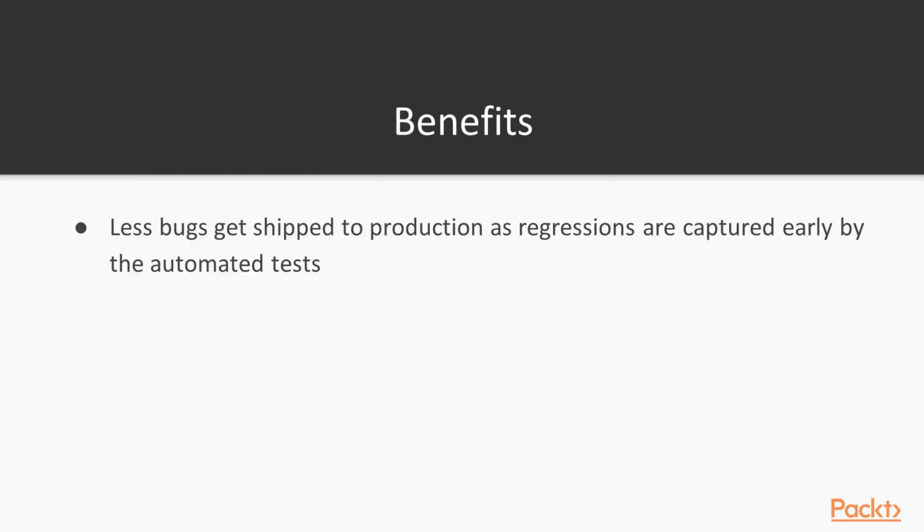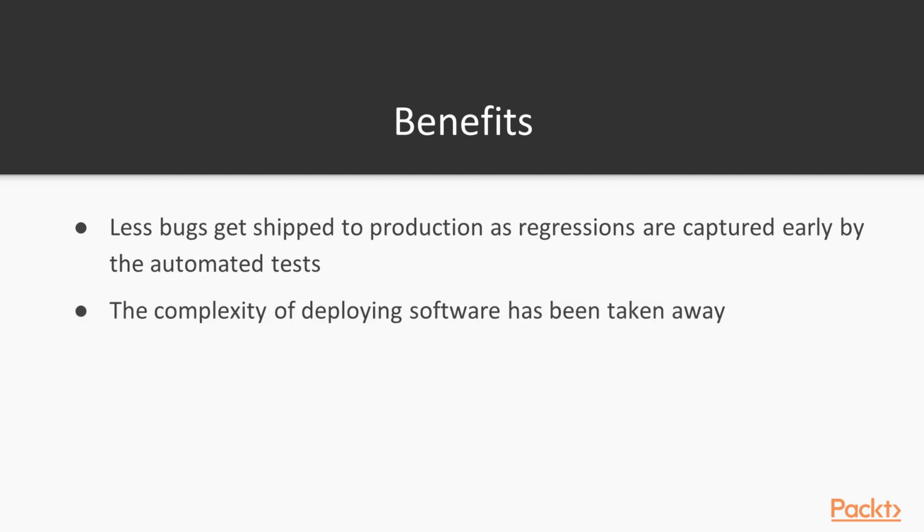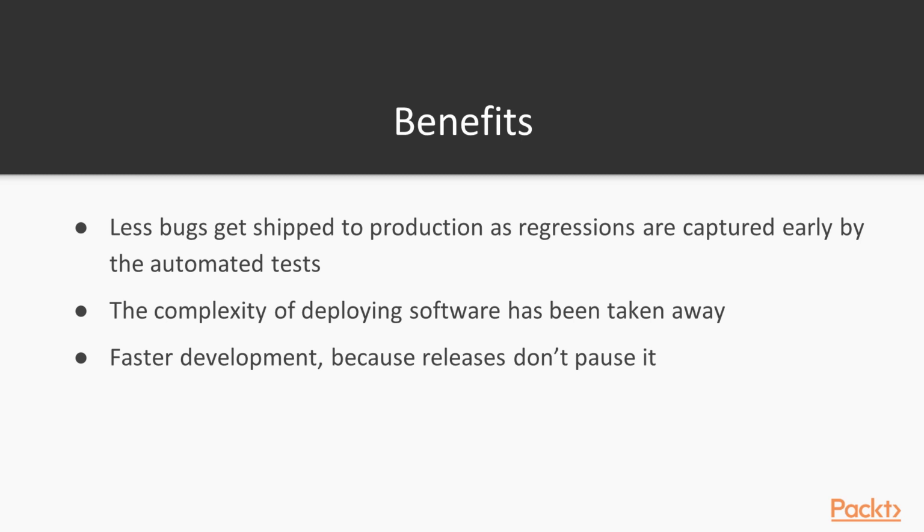So what are the benefits of all these practices and all these processes? Well, fewer bugs get shipped to production as regressions are captured early by automated tests. The complexity of deploying software has also been completely taken away, and development is faster because releases don't pause it. You don't have some sort of a release day which will stop developers from developing, and basically they will then do their jobs in a much more relaxed and easier way.